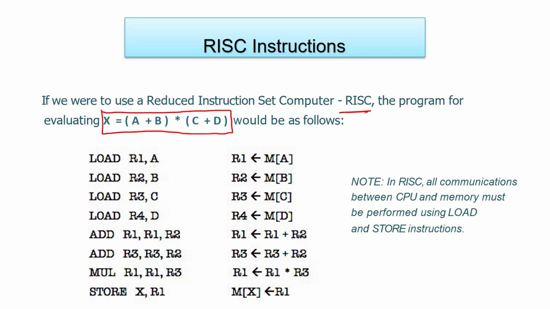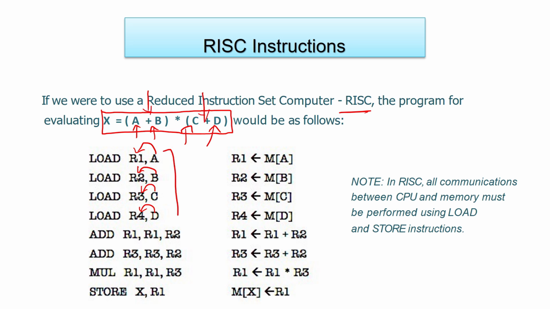Initially we have to load all the values of a, b, c and d in 4 different registers. So a is loaded in R1, b is loaded in R2, c is loaded in R3, d is loaded in R4. Now we want to add a plus b and we want to add c plus d.